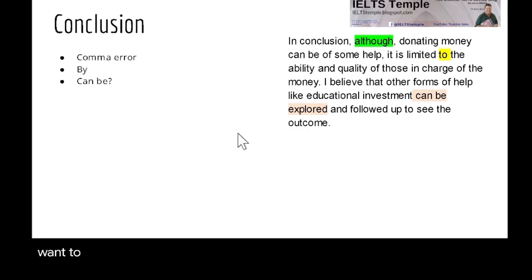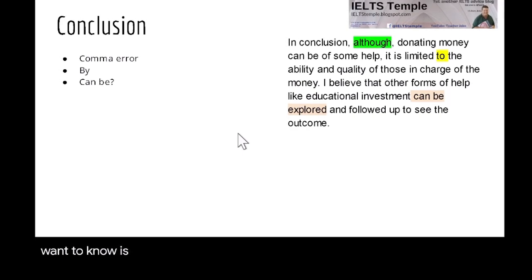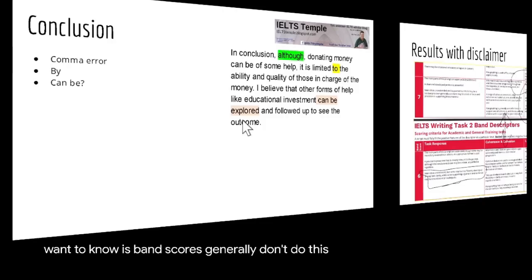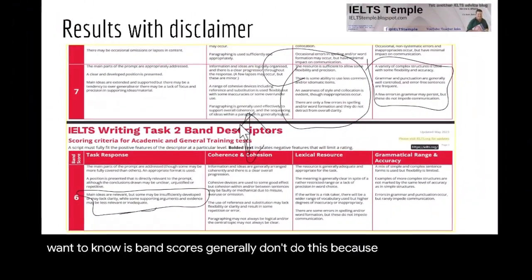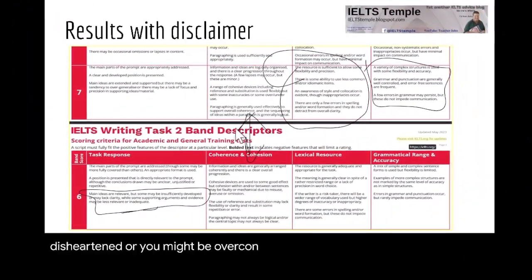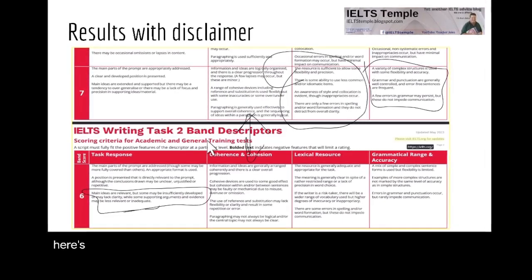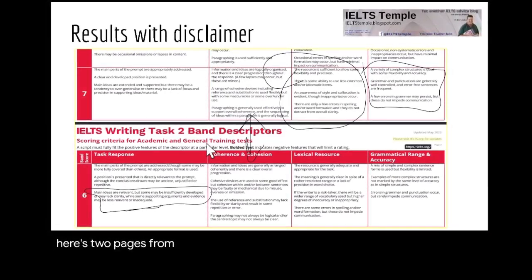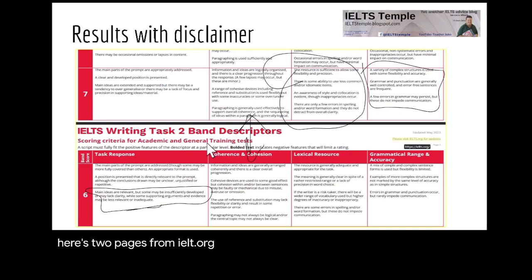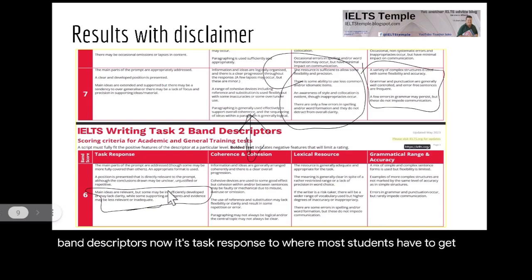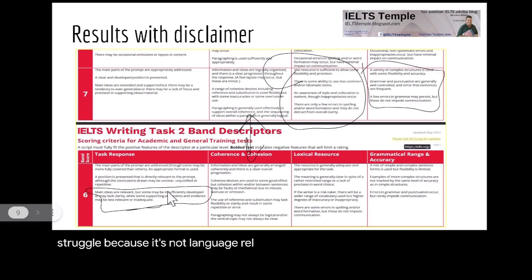Okay, what you wanted to know is band scores. Generally I don't do this because you might be disheartened or you might be overconfident, depending on where we are. Now here's 2 pages from IELTS.org. They're the band descriptors, 6 and 7 for the 4 band descriptors. Now, it's task response where most students have the biggest trouble because it's not language related, really. It's more idea related, okay, and essay skills.